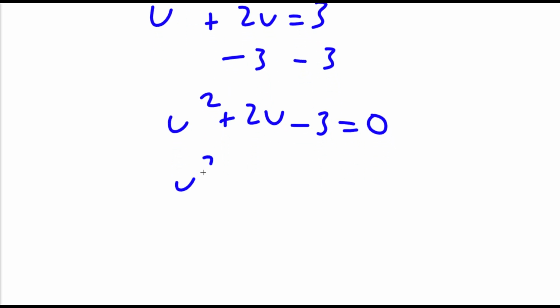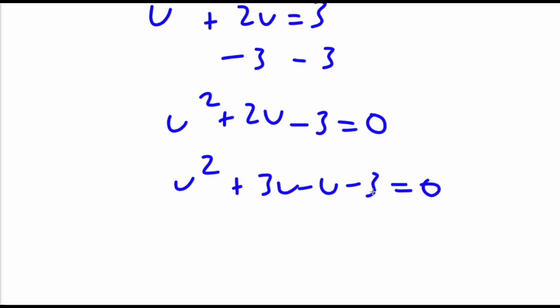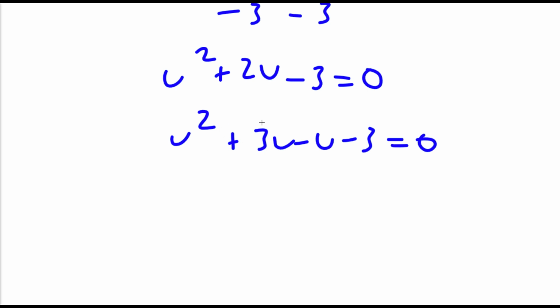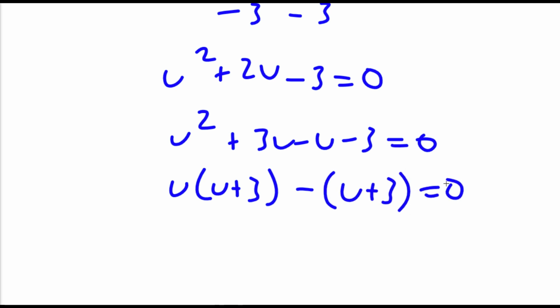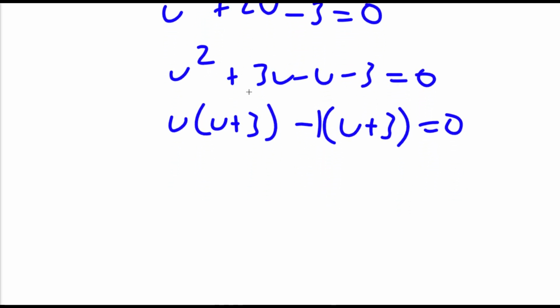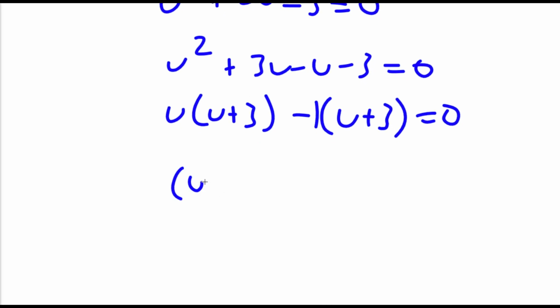Now 2u can be written as 3u minus u, so u squared plus 3u minus u minus 3 is equal to 0. And now from u squared plus 3u, I'm going to factor out u, so I get u times u plus 3, minus, now I'm going to factor out negative 1 from negative u minus 3, so I get negative 1 times u plus 3, is equal to 0. This is negative 1, by the way. And now if I factor out u plus 3, I get u plus 3 times u minus 1 is equal to 0.